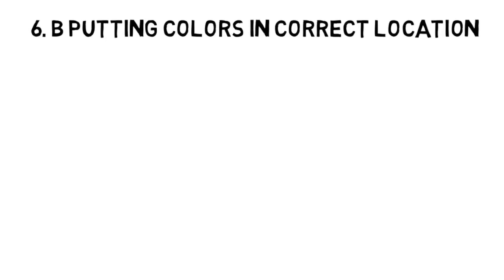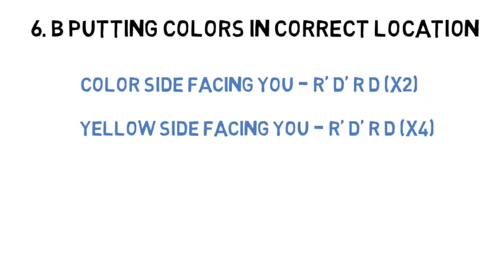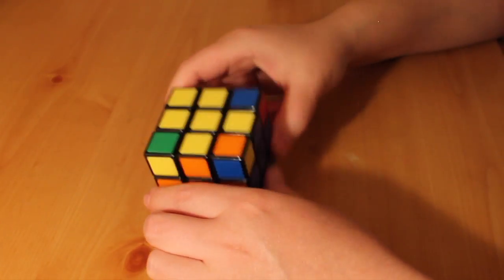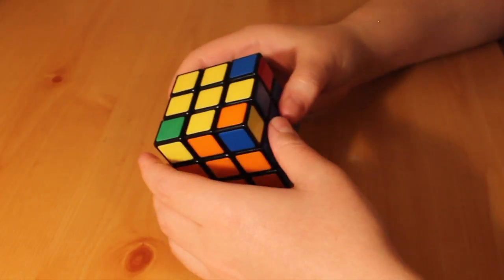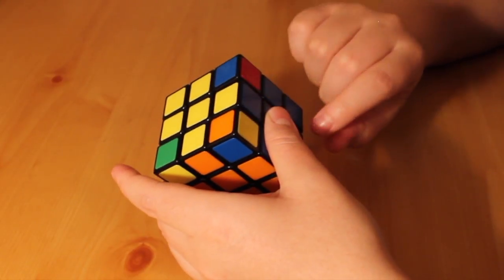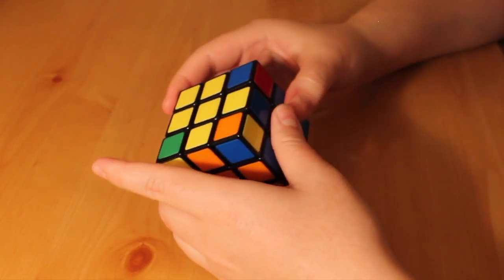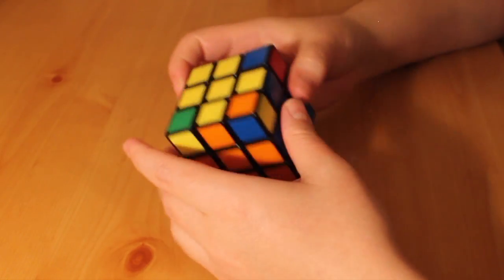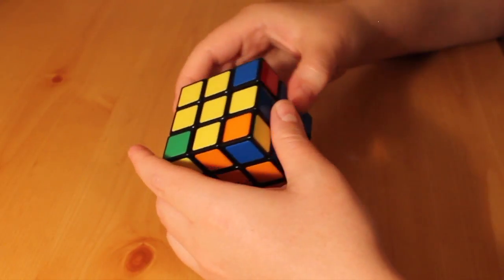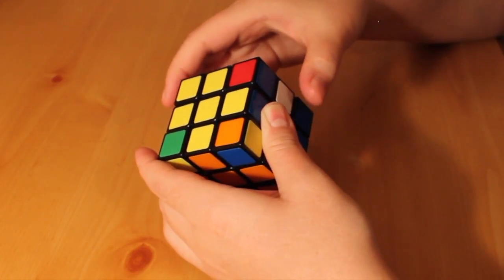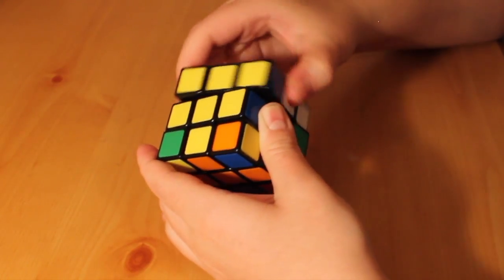Finally, we are going to put the colors in the right location. So there's only one algorithm, but you have to do it multiple times depending on your situation. In this case, you do not want to rotate your cube as a whole, but just sides. So whatever spot you're working on, that's going to be the spot you use until you finish. So in this case, we see the color red facing towards us, so we know to use the algorithm twice. If yellow was facing us instead of red, we would be using the algorithm 4 times instead of 2.